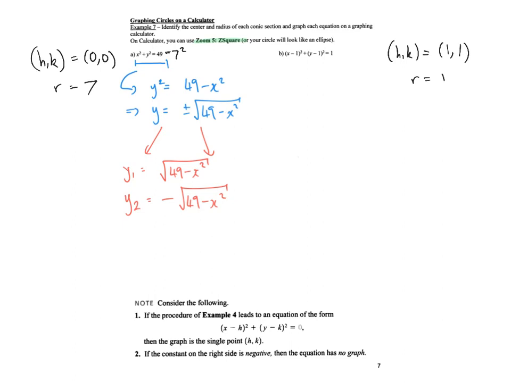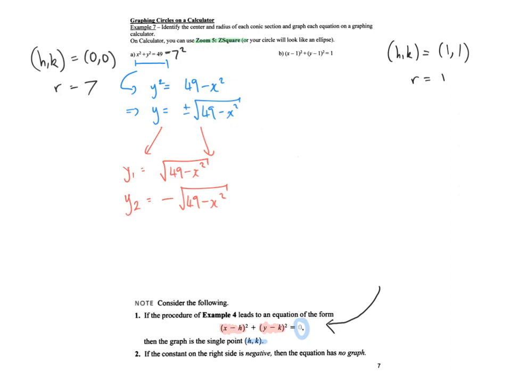Down at the bottom here, there's a few warnings to consider. So first things first, if when you are completing the square, you end up with an equation that looks like this, because these two terms are perfect squares, they will either be 0 or positive. As soon as they are positive, that right-hand side can't possibly be 0. So the only way that we can satisfy this equation is if both terms on the left-hand side are 0, and that only happens if x is h and y is k.